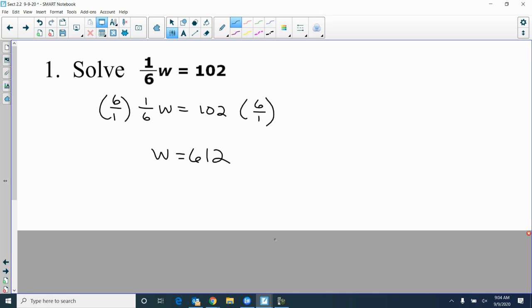How do I know I'm right? Amanda, what would I do to see if I'm right? Put 612 where W is. Okay, let's do that. So I got 1/6 W equals 102. Make this 1/6 times 612. Multiply that together, see if it does equal 102.